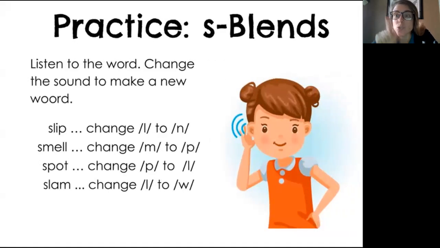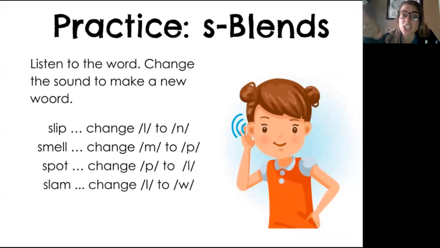All right, now we're gonna do this. This is so fun. We're gonna change one sound to make a whole new word. These ones are so cool. Ready? I'm gonna say a word and then we're gonna change one sound. You can write these down if you want to. You don't have to, but make sure you're thinking and saying them.